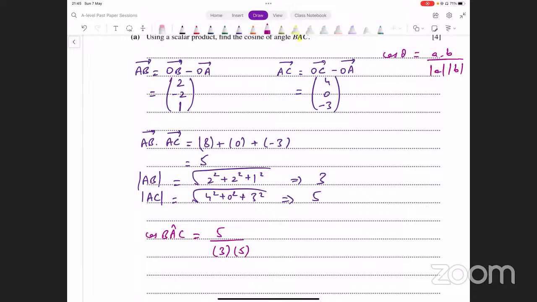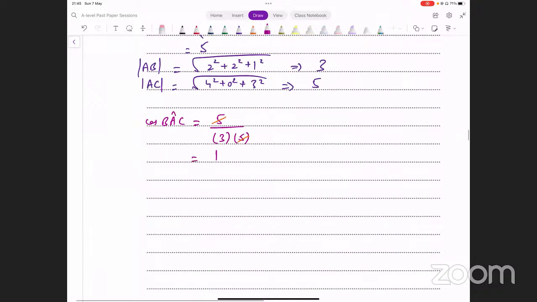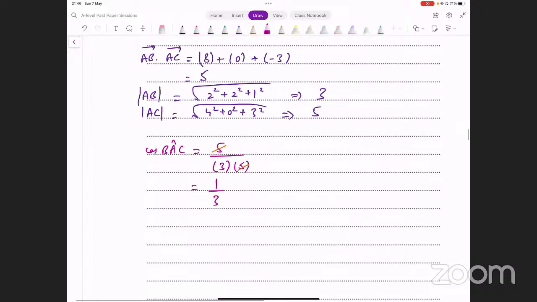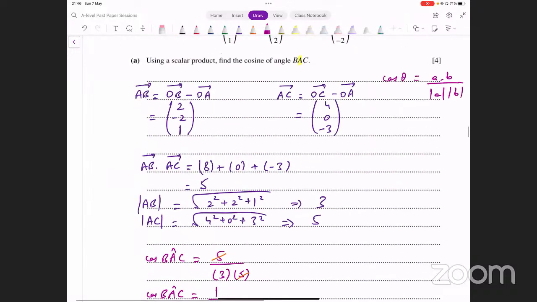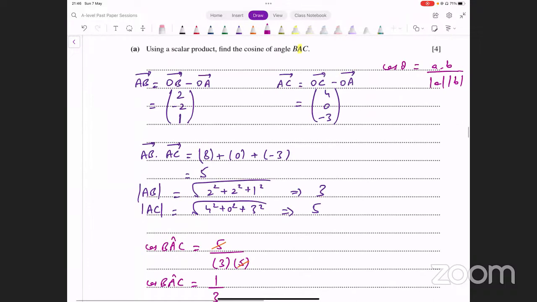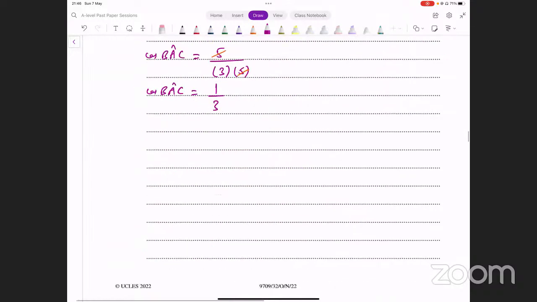5 and 5 get cancelled. And what are we left with? 1 over 3. We did not need to find the angle here. उसने सिर्फ cosine of that angle पूछा था. तो हमें वो angle निकालने की जरूरत नहीं है. This is going to be our final answer. We don't have to do anything after this. Okay, we said cos of BAC therefore is 1 over 3, and that's what we were looking for. Okay, angle नहीं चाहिए था, उसका cos चाहिए था.